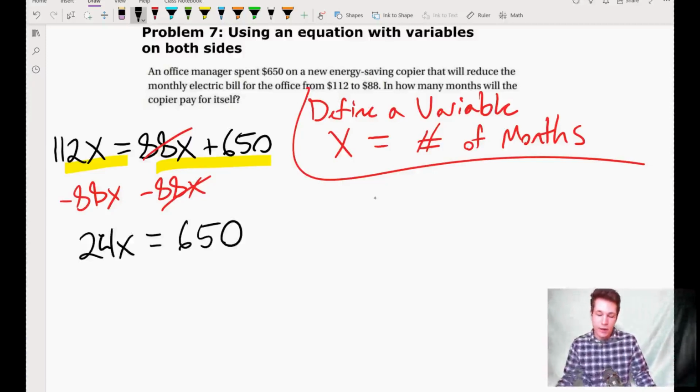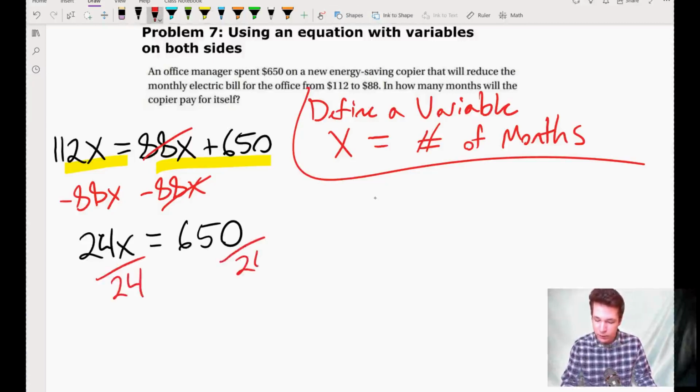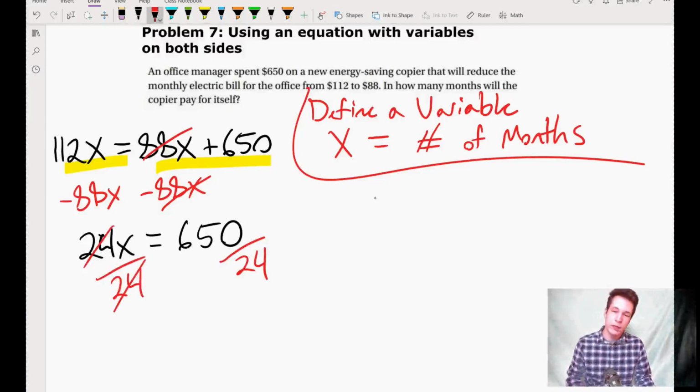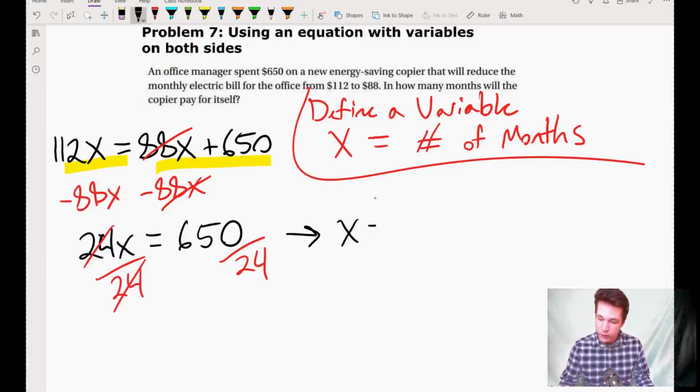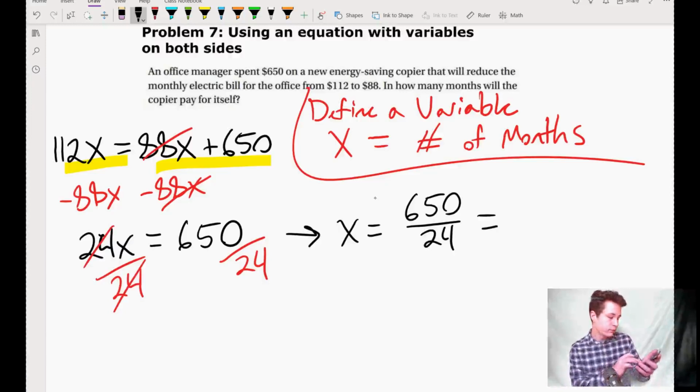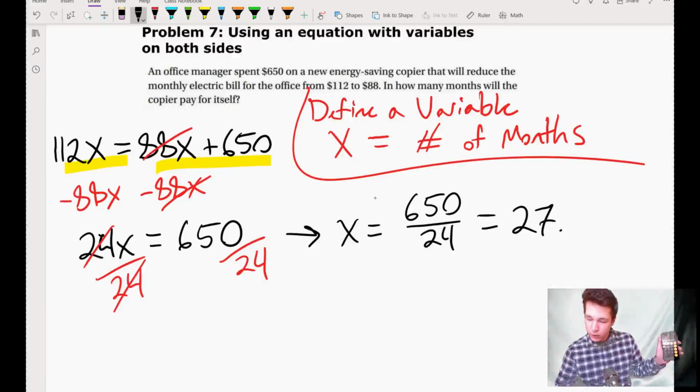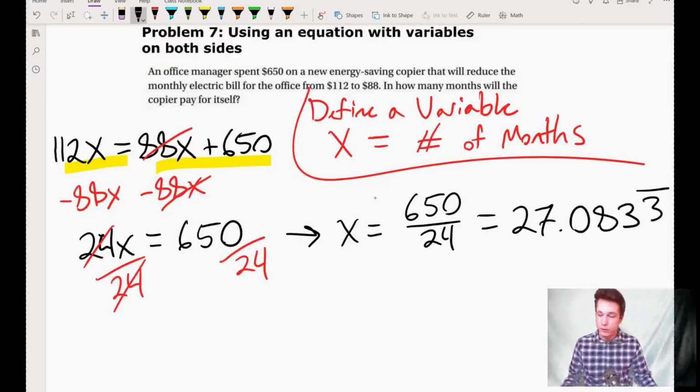So now what we're asking is, what's that value of x? To get that value of x, we need to get rid of the 24. That coefficient of 24, we can get rid of by dividing both sides by 24. So x is going to be equal to 650 divided by 24, which is 27.0833 repeating. Now that might seem weird. I thought we were looking for the number of months. It says in how many months. We could approximate this to 27 months.